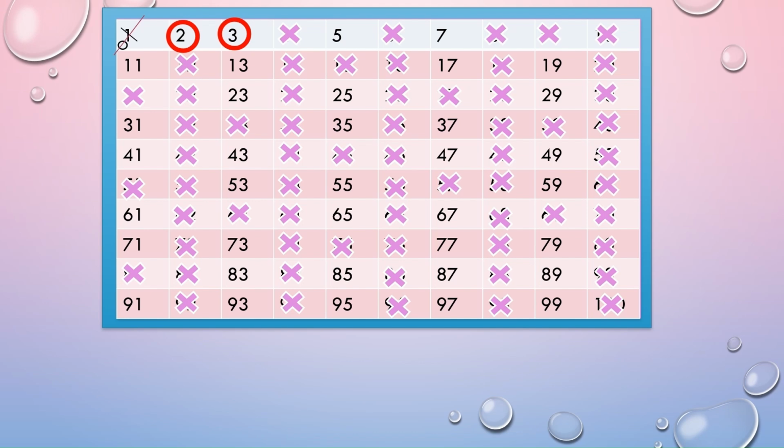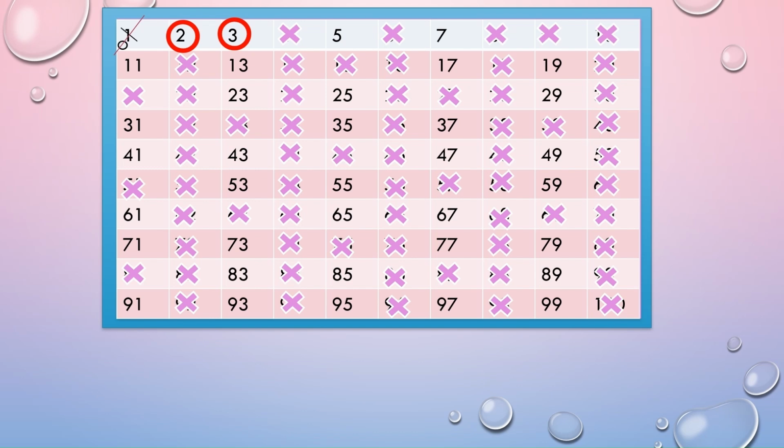Next number is 85. 8 plus 5 is 13. Not in the tables of 3. Next number 87. 8 plus 7 is 15. And 15 is there in the tables of 3. So cross out 87. The next number in that row is 89. 8 plus 9 is 17, not in the tables of 3.